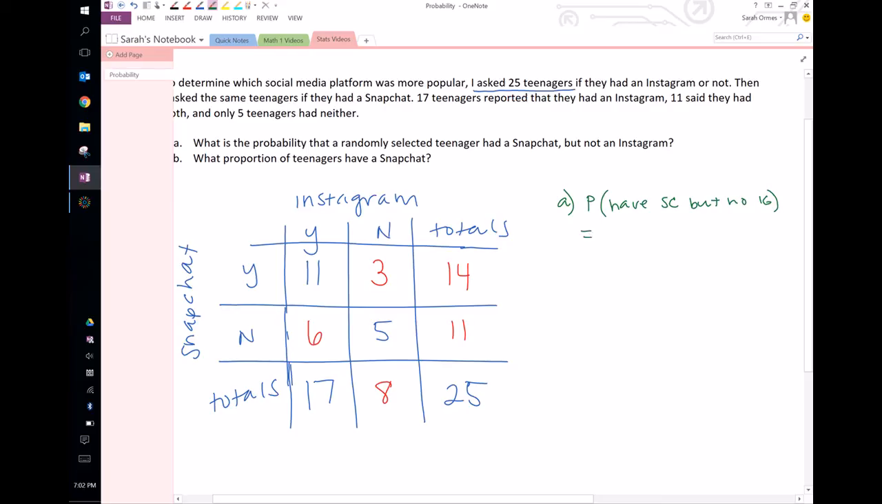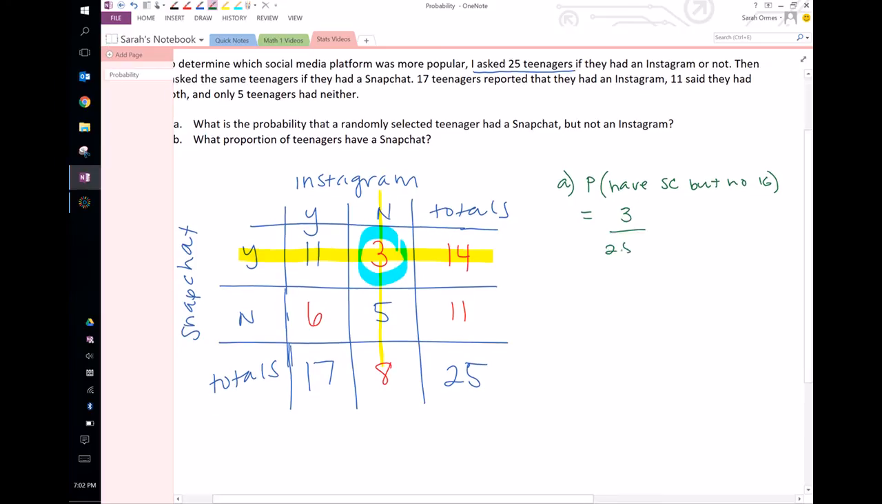Okay, so we're just going to look in our table and find that spot. So they have a Snapchat. So we know Snapchat, yes. I'll highlight Snapchat, yes. So I'm in this part. And then Instagram, no. So what I'm looking for is the place where those 2 overlap. So I know that 3 people have a Snapchat but no Instagram. And this is out of 25 total. So we can grab a calculator. And our probability for that is 0.12.